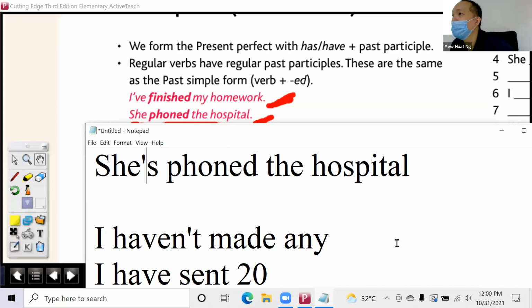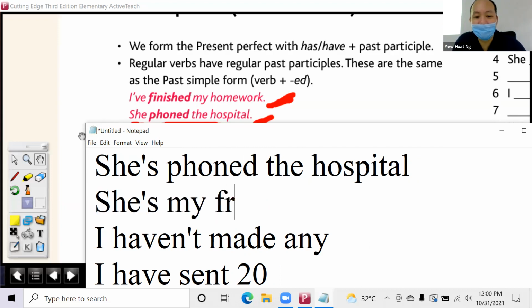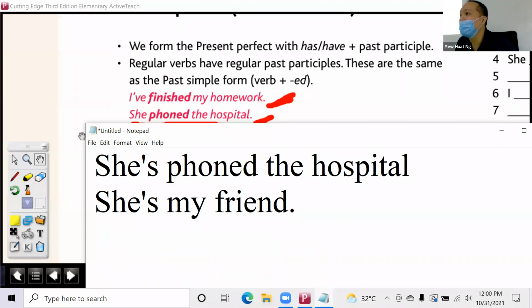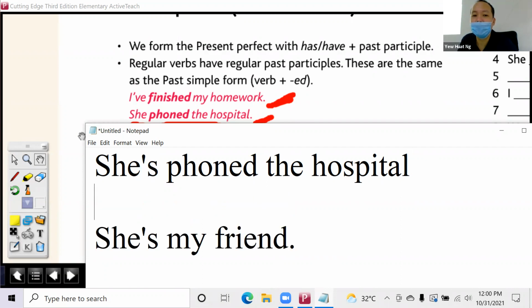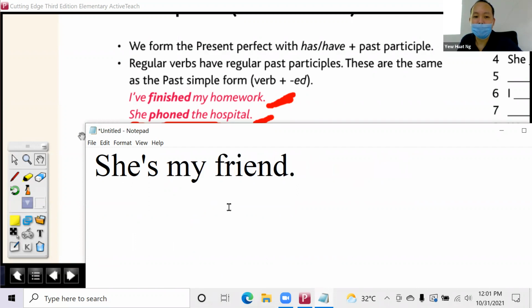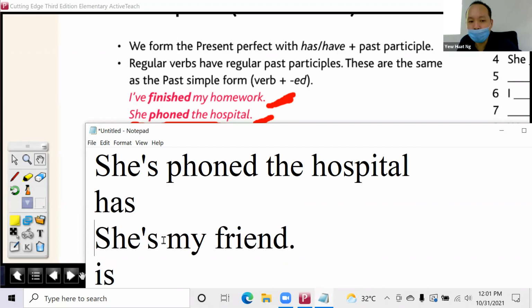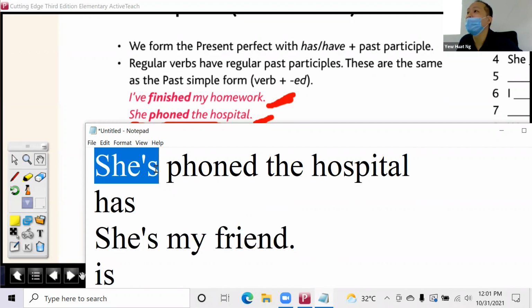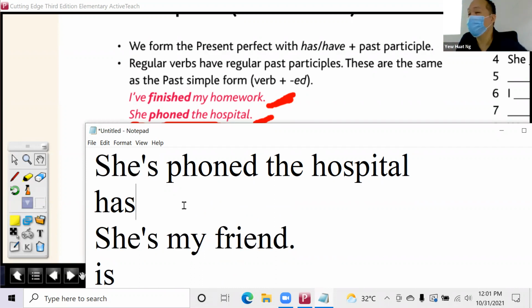Can you understand this? This and this. Same or different? Different. This apostrophe s means has. And this one means is. But when we write it out, it's like that. Clear? Okay. So when do we use this?